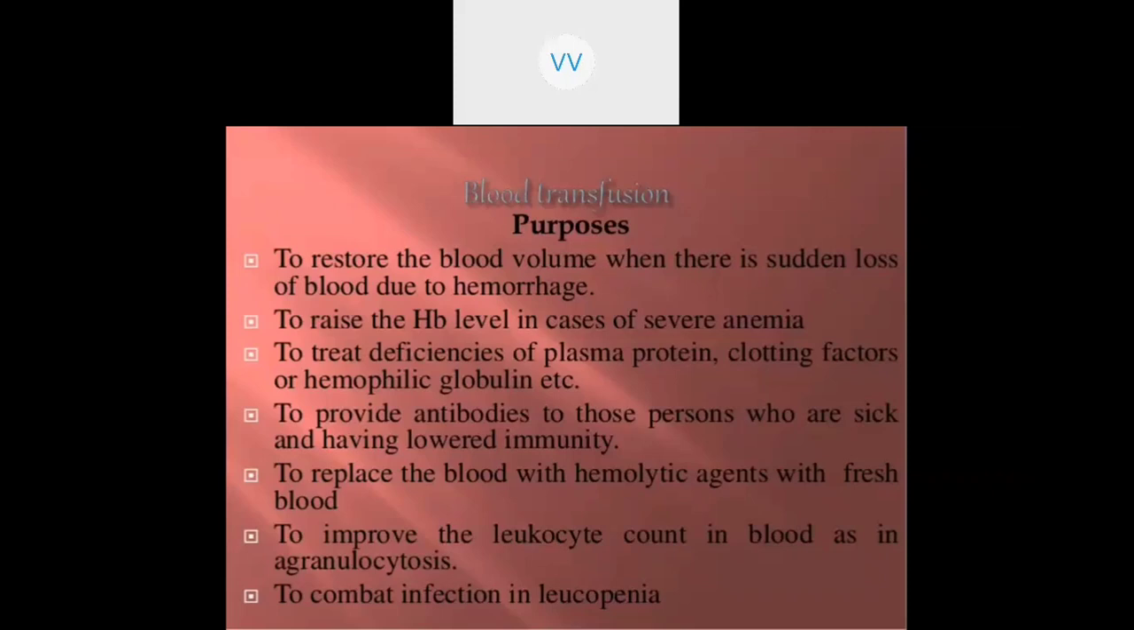Third, to treat deficiency or disorders of plasma protein, clotting factors or hemophilic globulin. These are some of the components of the blood. Any deficiency in plasma protein, clotting factors or hemophilic globulin can be treated. Fourth, to provide antibodies to those persons who are sick or have lower immunity.